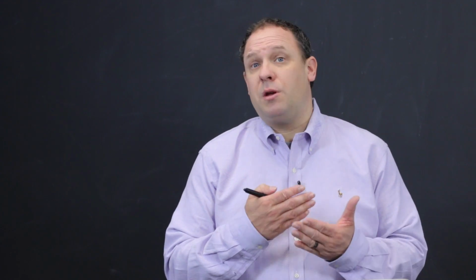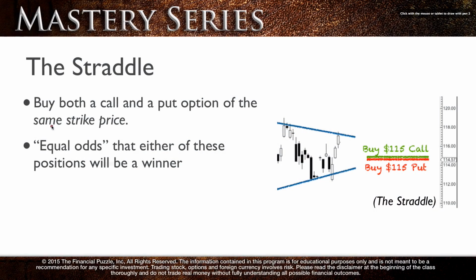But let me show you how these two trades set up. It's really the same trade. In both scenarios, the straddle or the strangle, we're setting up a situation where you buy both a call and a put option. There's one distinction, and that is which strike price you buy. So when we look at the straddle, we're going to buy both the call and the put of, you ready for this? The same strike price. That is the distinction. The straddle is the same strike price.